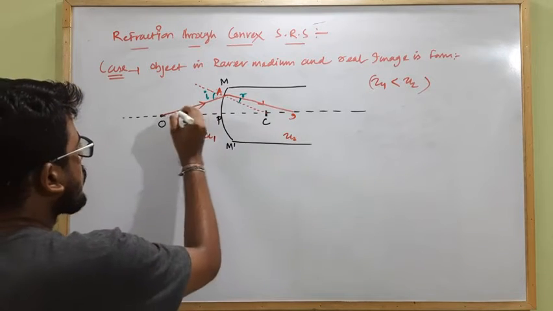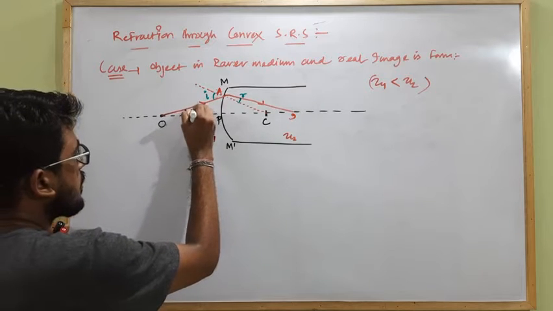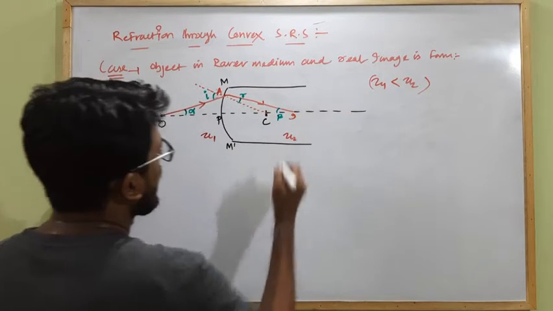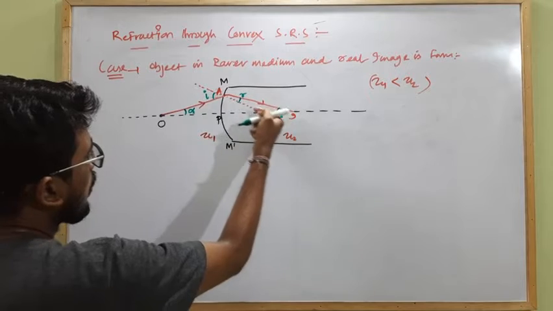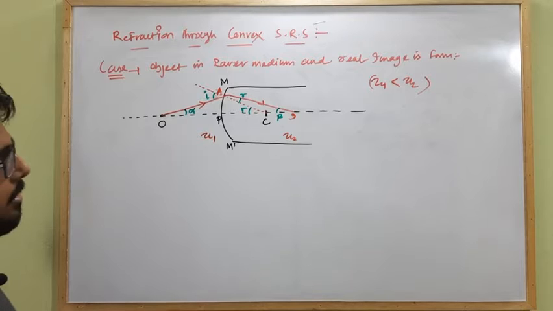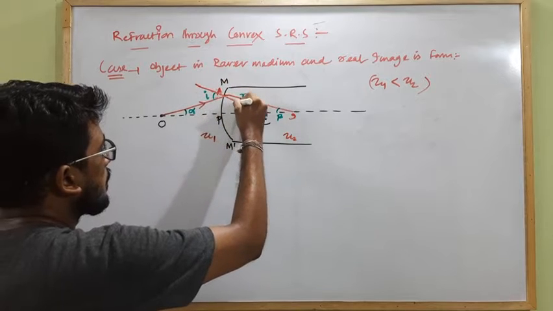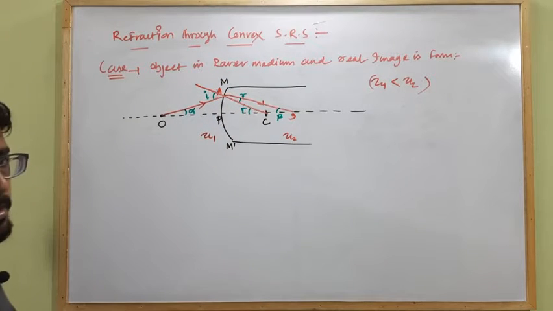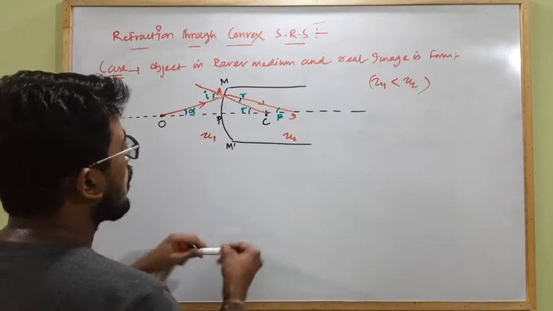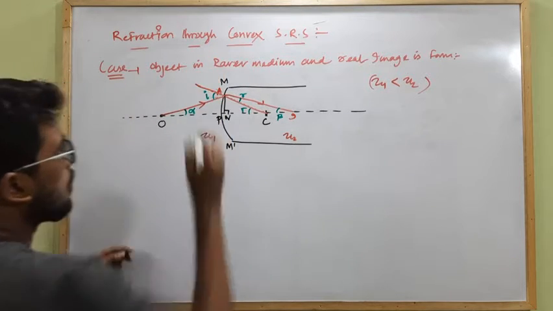Clear? Now the angle made by the incident ray with the principal axis, let it be alpha. The angle made by the refracted ray with the principal axis, let it be beta, and the angle made by the normal or radius of curvature with the principal axis, let it be gamma. Clear? So this is the normal CA. Now let's draw a perpendicular from point A to the principal axis that will intersect at point N.